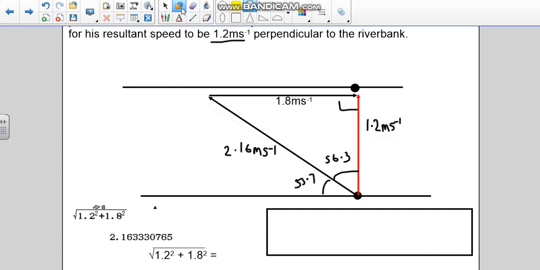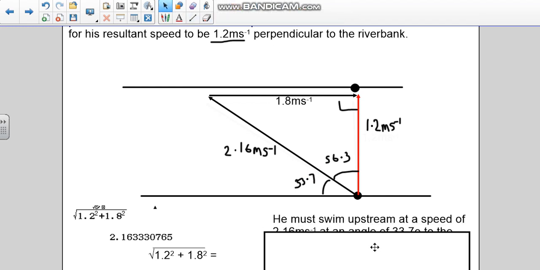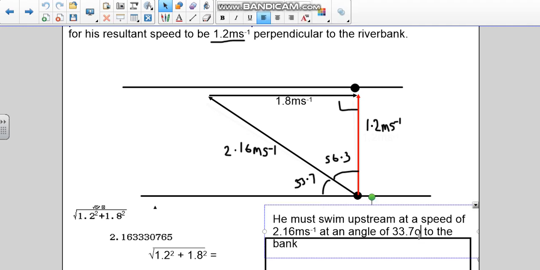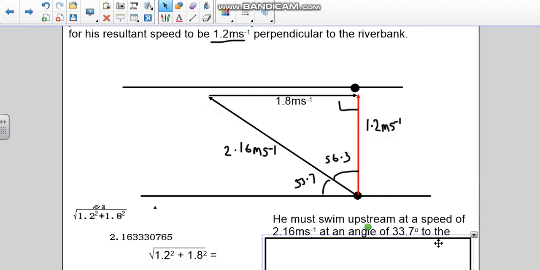So to finish off, we would write that first of all he must swim upstream, opposite to the current, at a speed of 2.16 meters per second and at an angle of 33.7 degrees to the bank. The angle we're referring to is 33.7 to the bank. You could have written it as an angle of 56.3 to the perpendicular. Either would be correct, but as long as your diagram is clear and your wording is clear, that doesn't matter.